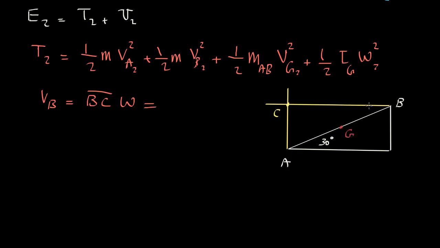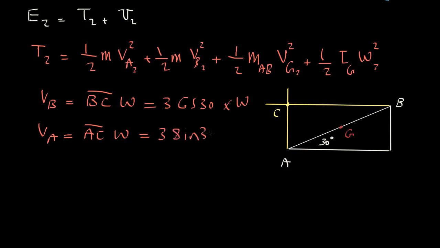So again, BC here would be this side, AB, which is 3 meters, times cosine 30. So this would be 3 cosine 30 times omega. For VA, I can say that it would be AC times omega, and that's 3 sine 30 times omega 2, omega at state 2.